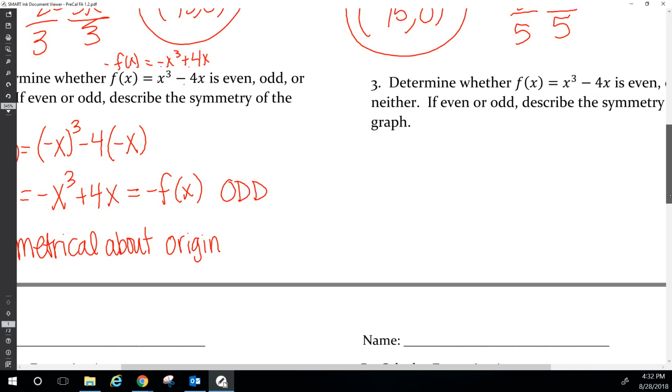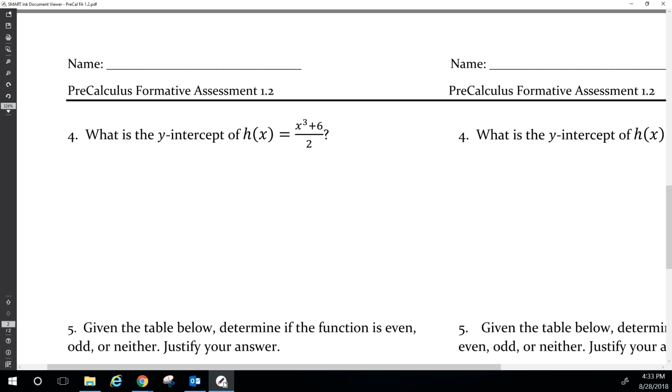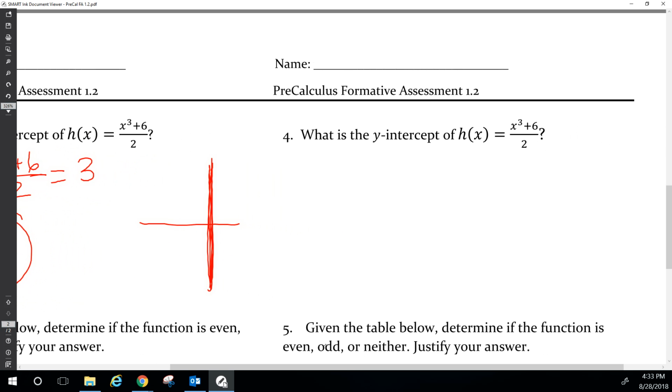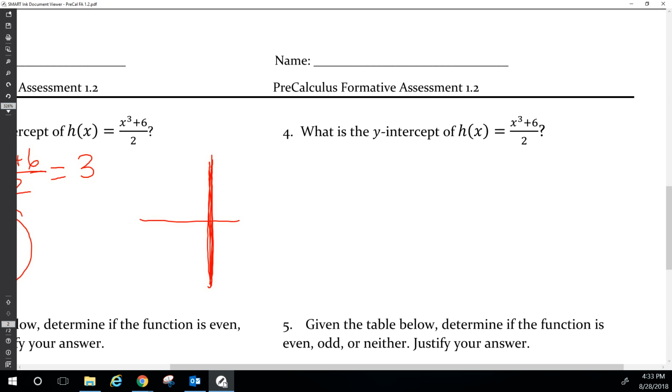All right, moving on to number 4. To find the y-intercept, that's when we cross the y-axis. For this one, x is equal to 0. So I've got h of 0 is equal to 0 cubed plus 6 divided by 2. And so 6 divided by 2 would be 3. So when x is 0, y is 3. If you had the other version, it is the same. Oh, you guys lucked out.